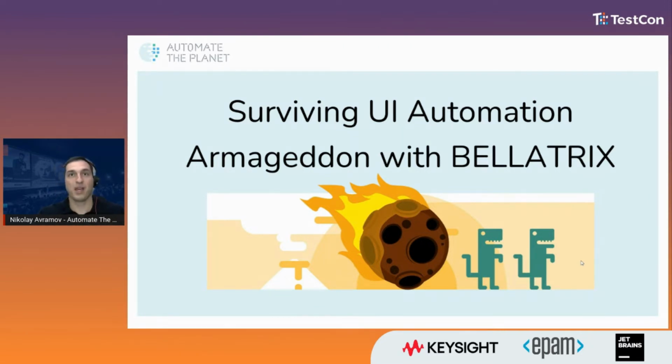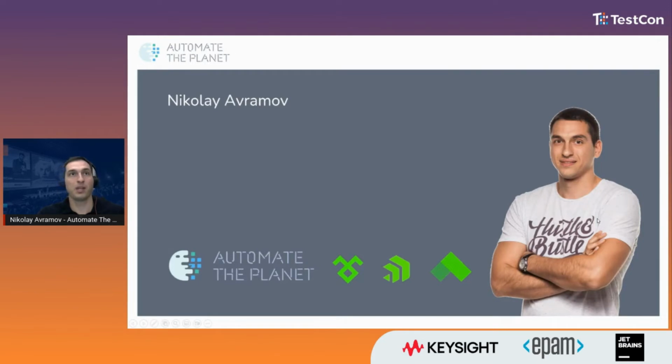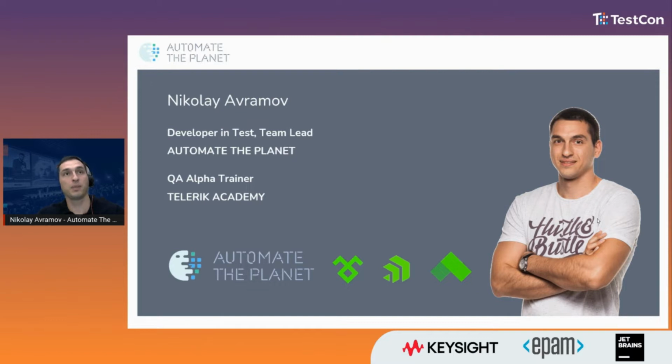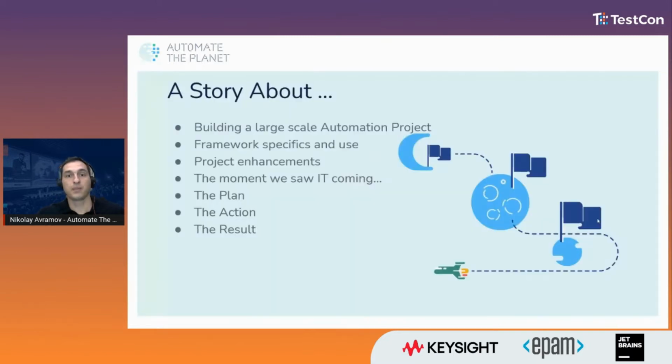So, as Lewis said, my name is Nikolay Avramov, and I'm a developer and test lead at Automate the Planet. So, I will jump to the agenda and I'll tell you about this story I'm going to show you today. This is a story about building a large scale automation project that we worked on for a couple of years now. It's about the framework that we use and the specifics of its usage and how we actually put them to work.